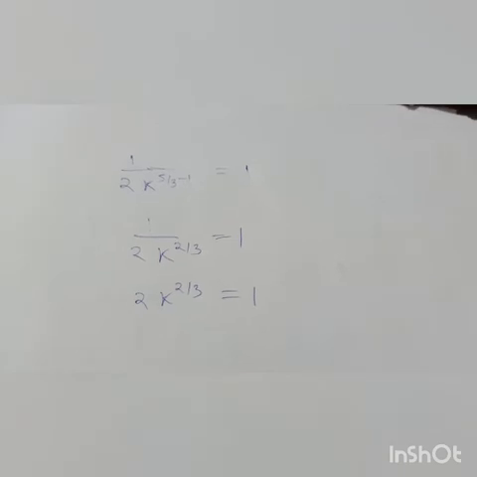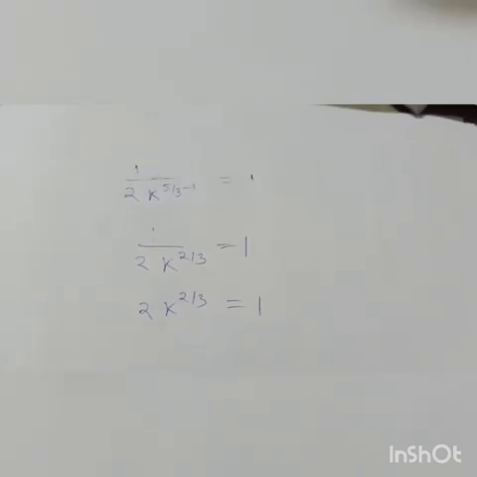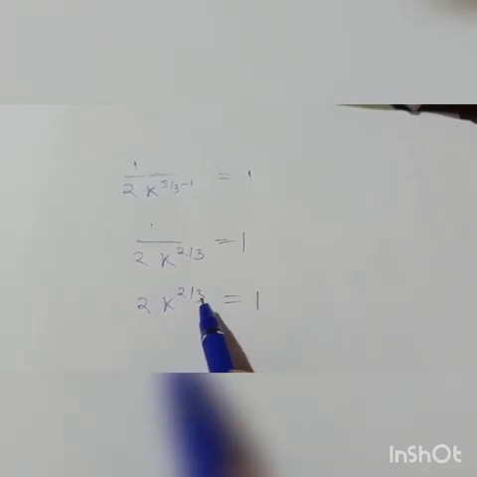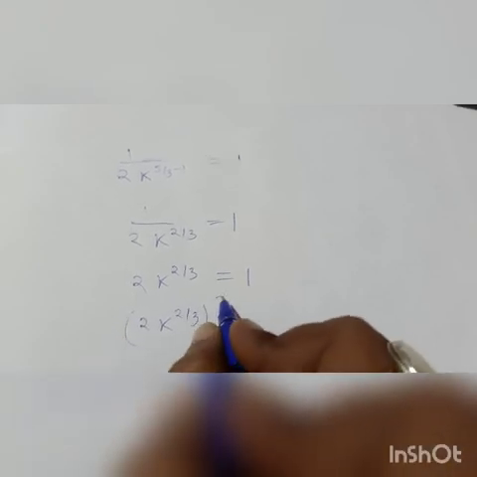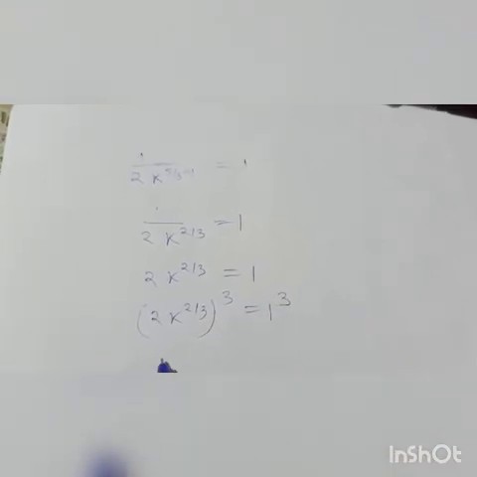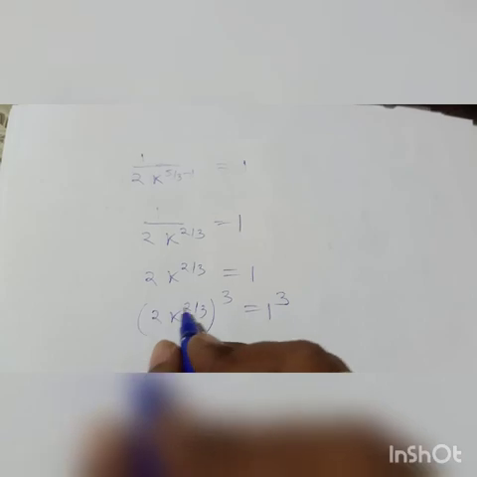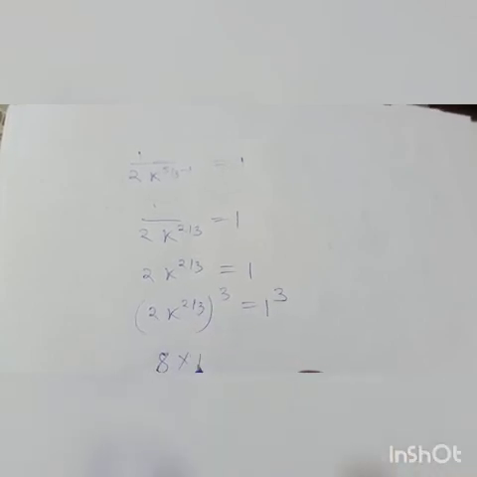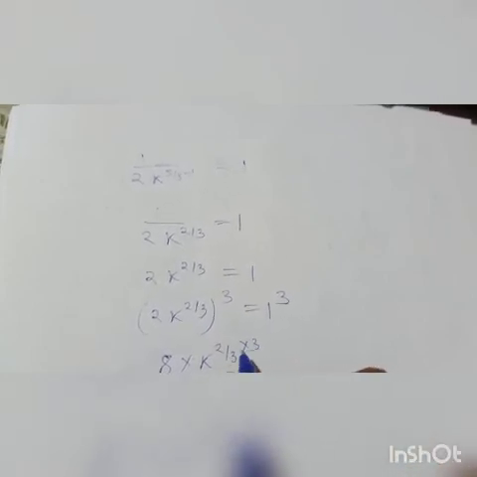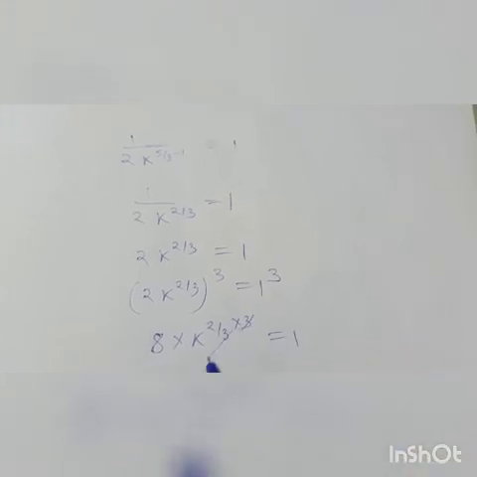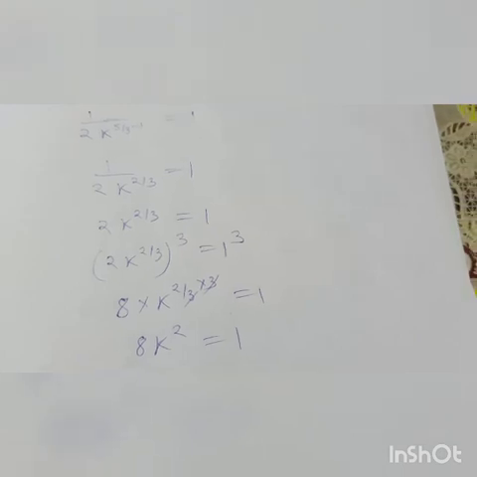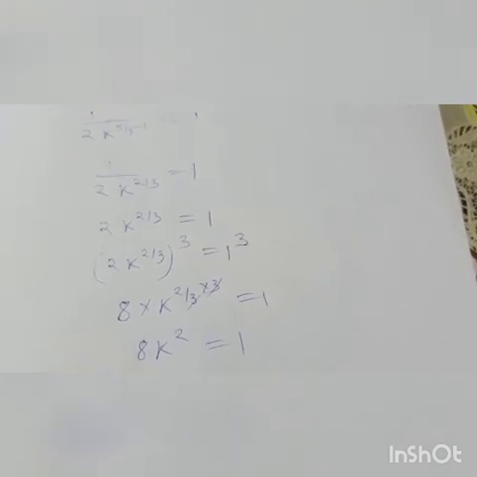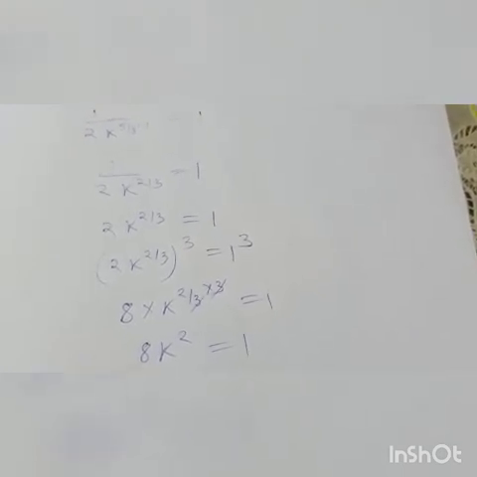Now we have to prove that 8k square equals 1. So we will remove this fractional power, 1 by 3, by taking the cube of both sides. 2k raised to 2 by 3 whole cube equals 1 cube. We will get 8, since the cube of 2 is 8, times k raised to 2 by 3 into 3, equals 1. Here we can say 8k square equals 1. This is our answer.